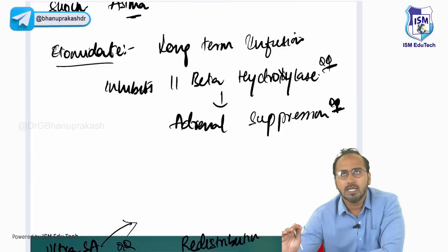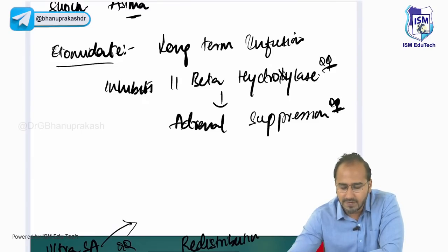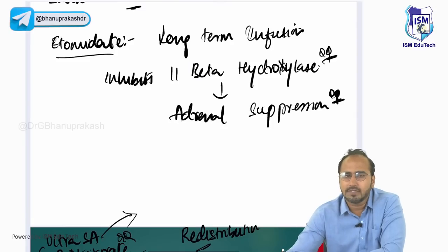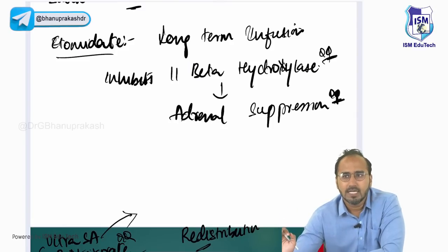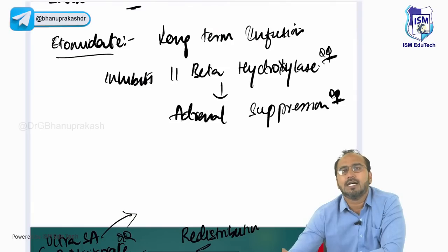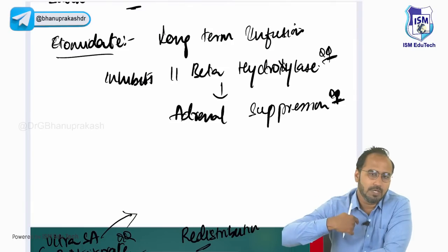So, guys, remember, thiopentone, propofol, ketamine, and etomidate. These are the four IV induction agents. The most cardiostable is etomidate, right? I told you, thiopentone is the best friend of CNS, enemy of other systems. Ketamine is the opposite of sodium thiopentone, okay?